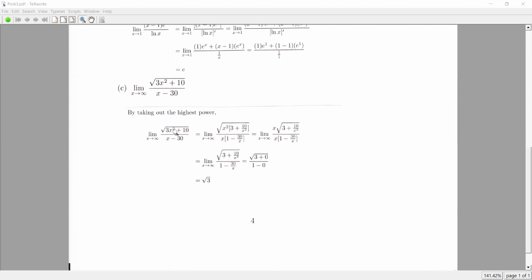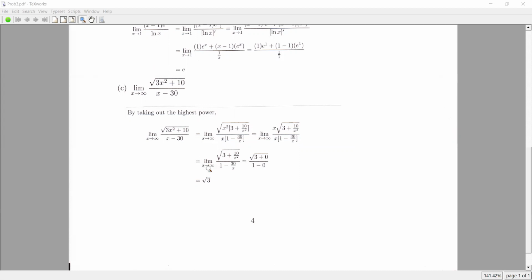In the numerator, I take out x squared, then the numerator becomes this. In the denominator, I take out x, then the denominator becomes this. Then I move x squared outside the square root. Then I have this equation. Cancel out x from the top and from the bottom. Then I have this equation.